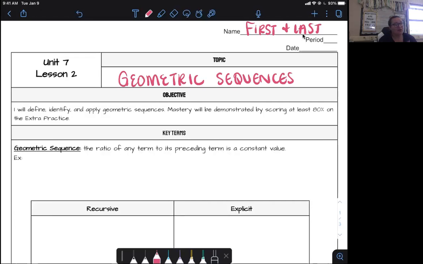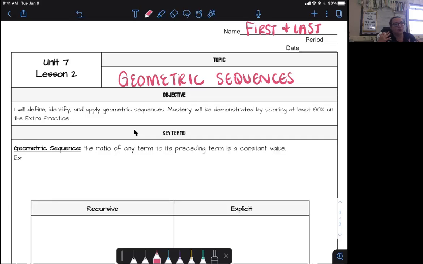So we talked about arithmetic sequences in our last lesson, I believe, Lesson 1. And so now we're going to be talking about geometric sequences, which are a little different. So today's objective is I will define, identify, and apply geometric sequences. Mastery will be demonstrated by scoring at least 80% on the extra practice.